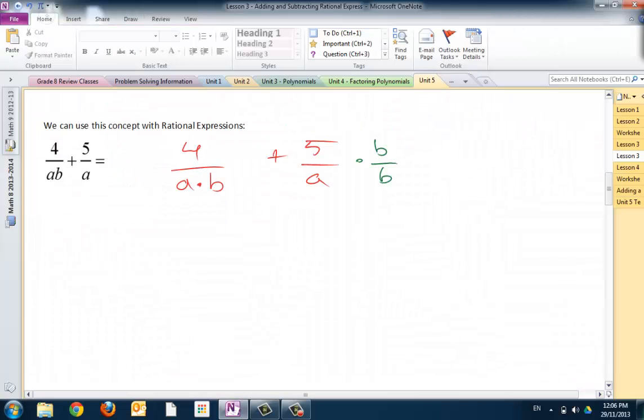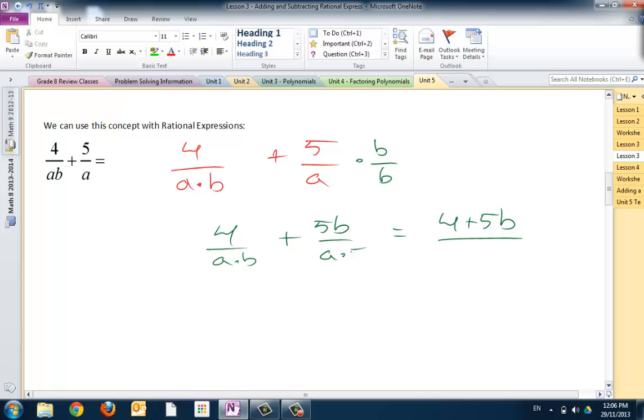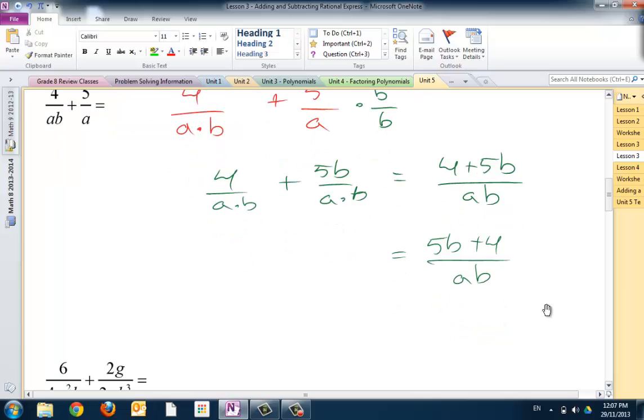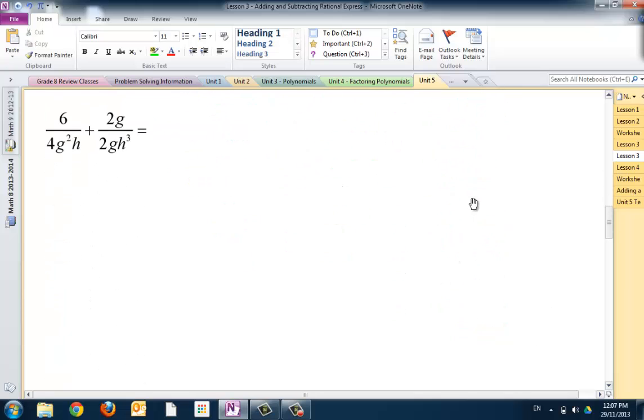Oops, sorry. And then I can get 4 over a times b plus 5b over a times b. That equals 4 plus 5b over, that should be a b, over ab. Typically I would write the variables first, so I could write that as 5b plus 4 over ab. And that is the rational expression that I would have as the answer. There's no way that I can simplify that, so that is as far as I can get.